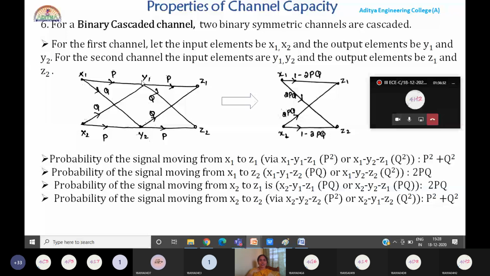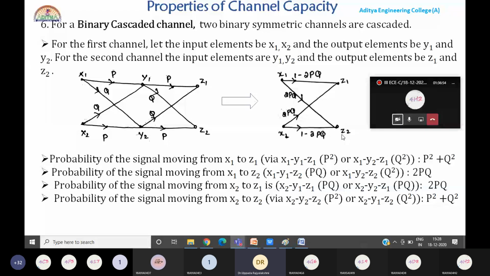What is the complete output of the cascaded channel? Z1, Z2. So that's why I have represented Z1 and Z2 as the outputs of the cascaded channel, and X1 and X2 are the inputs to the cascaded channel. So X1, X2 are the inputs, Z1, Z2 are the outputs.